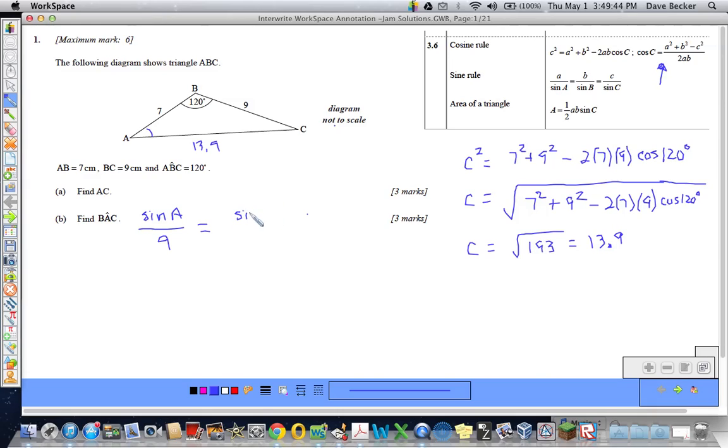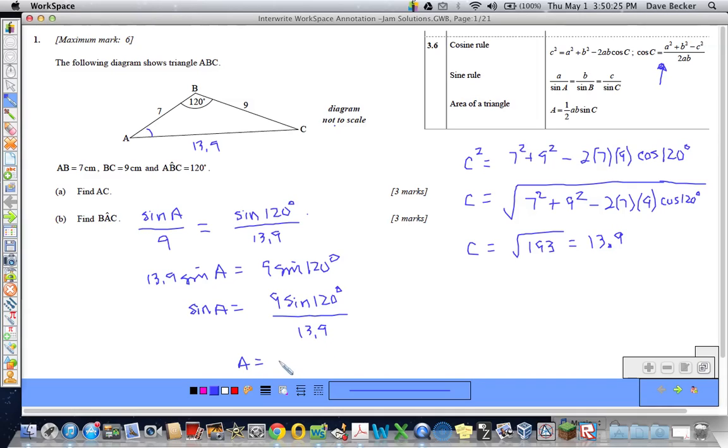So let's see, sine 120. What's the sine of 120 degrees? Root 3 over 2, Mr. Becker. Oh, thank you. Over 13.9. Okay. Cross multiply: 13.9 sine A is equal to 9 sine 120, and divide both sides by 13.9. Sine A equals 9 sine 120 over 13.9. So then A would equal the arc sine of all of this, 9 sine 120 over 13.9, and if you crank that into your calculator, you get approximately 34.1 degrees.